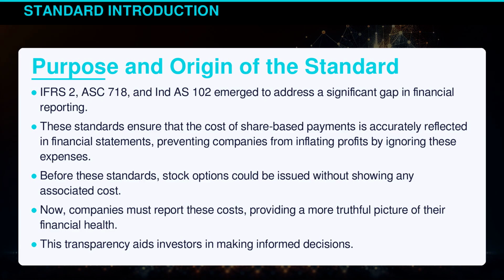International Financial Reporting Standards 2, ASC 718, and Indian Accounting Standard 102 emerged to address a significant gap in financial reporting. These standards ensure that the cost of share-based payments is accurately reflected in financial statements, preventing companies from inflating profits by ignoring these expenses. Before these standards, stock options could be issued without showing any associated cost. Now companies must report these costs, providing a more truthful picture of their financial health. This transparency aids investors in making informed decisions.